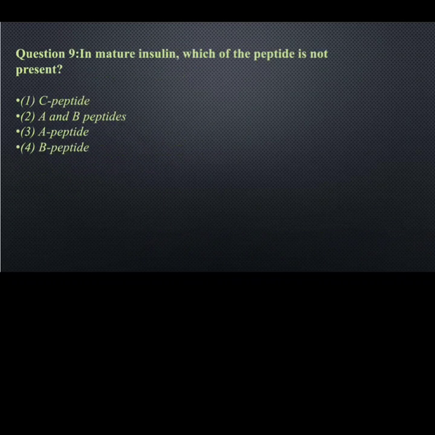In mature insulin, which of the peptides is not present? C peptide, AB peptides, A peptide, B peptide. Insulin is a hormone composed of A and B peptide chains linked by a bond formed after processing of proinsulin. Proinsulin contains A, B and C peptides, and C peptide is removed during maturation. A and B peptides are the active components of mature insulin. A peptide is a part of mature insulin. B peptide is also a part of mature insulin. So the correct answer is C peptide.